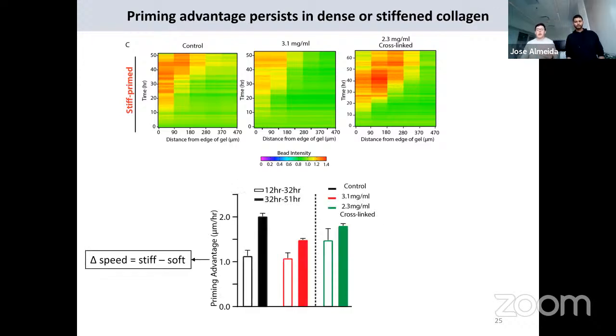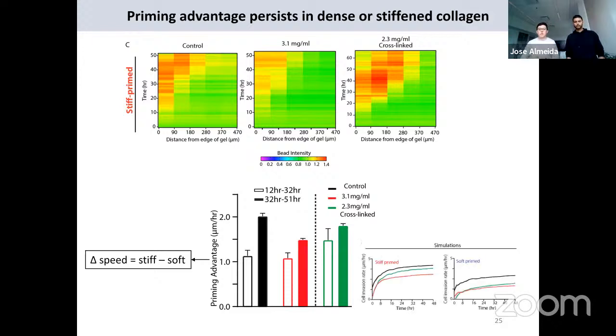When we look at the priming advantage, which is the difference of invasion rate for stiff and soft, we see that the priming advantage remains, meaning that over time, the cells are invading faster and more consistently than their soft counterparts. Essentially meaning that this priming is persisting in these dense, collagen-rich environments and cross-linked environments. And here we have results from the simulation that match the results that we gathered experimentally.